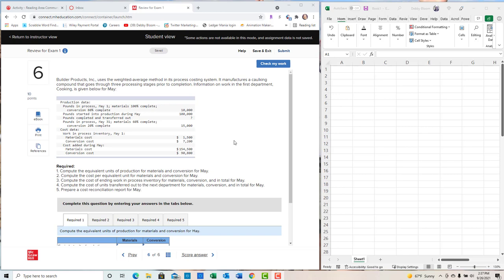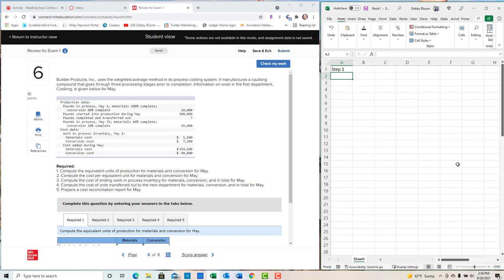It manufactures a caulking compound that goes through 3 processing stages prior to completion. Information on work in the first department, cooking, is given below for May. The first set is production data in units, and the second set is cost data in dollars. I'm going to look at the requirements later, because there's only one way to solve a process costing problem. So step 1, reconcile the physical flow of units.